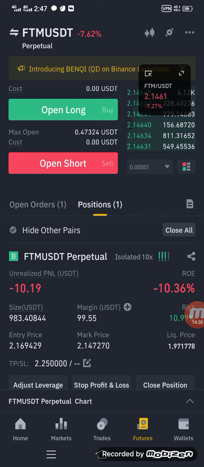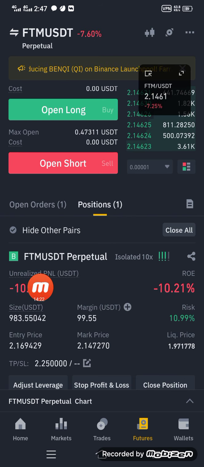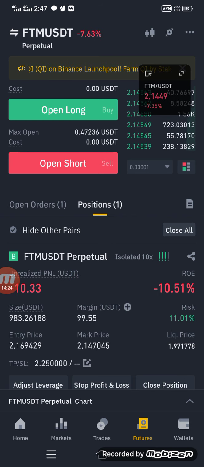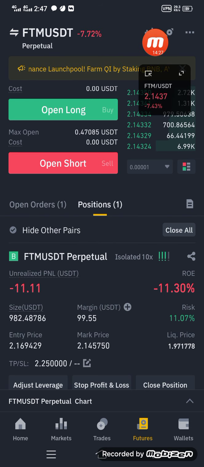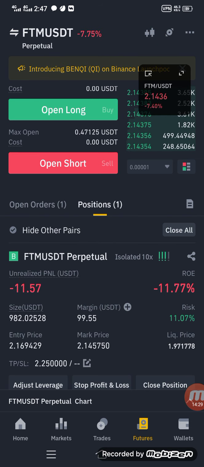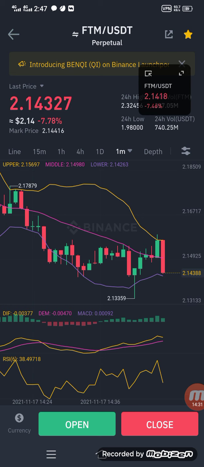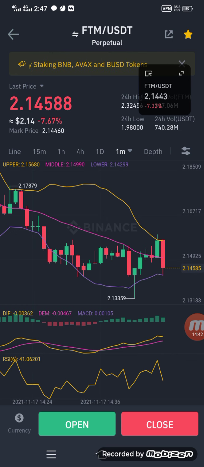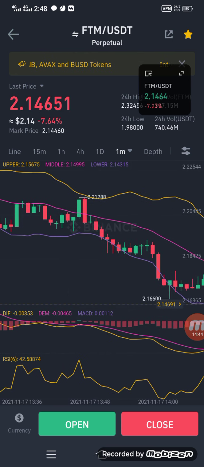Now if I come here again, there's a big loss. Already 1000 loss in FTM in other trades. Look at this, what's happening? I didn't close it. It's a very big margin.